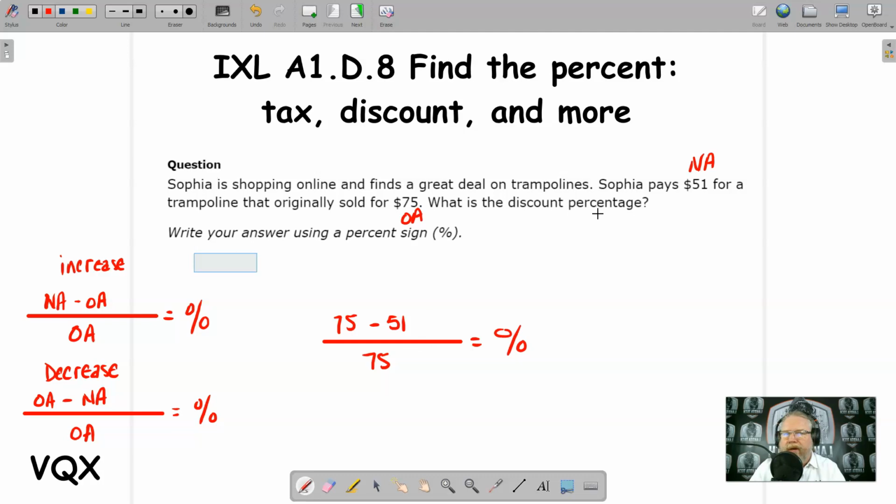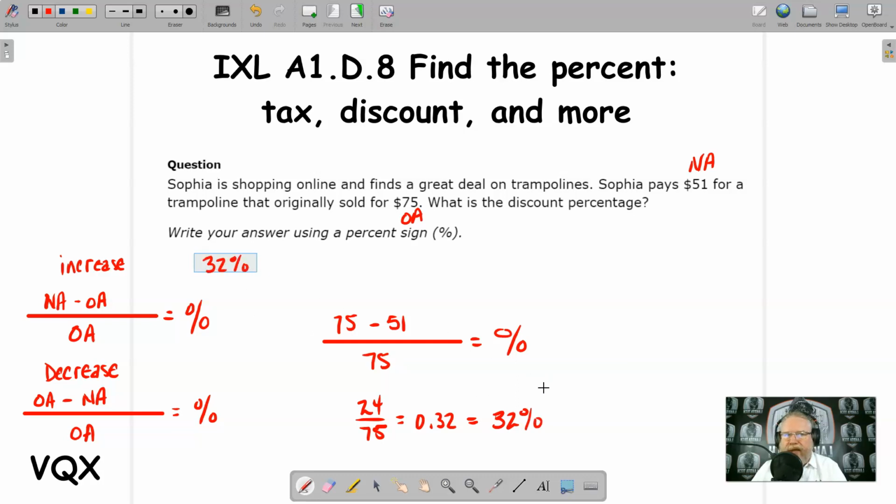So it's a discount, right? Whenever something's discounted, the value goes down, so it's a percent decrease. So 75 minus 51 is going to give us a difference of 24. Now let's bring down our 75 from our denominator. Now let's do 24 divided by 75, and we see that it is 0.32. When written as a percentage, 0.32 is 32%. So our answer is 32%.